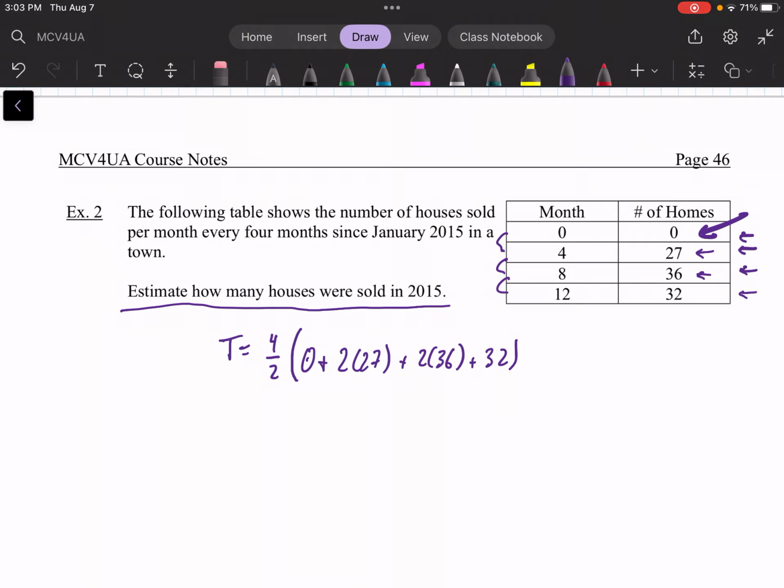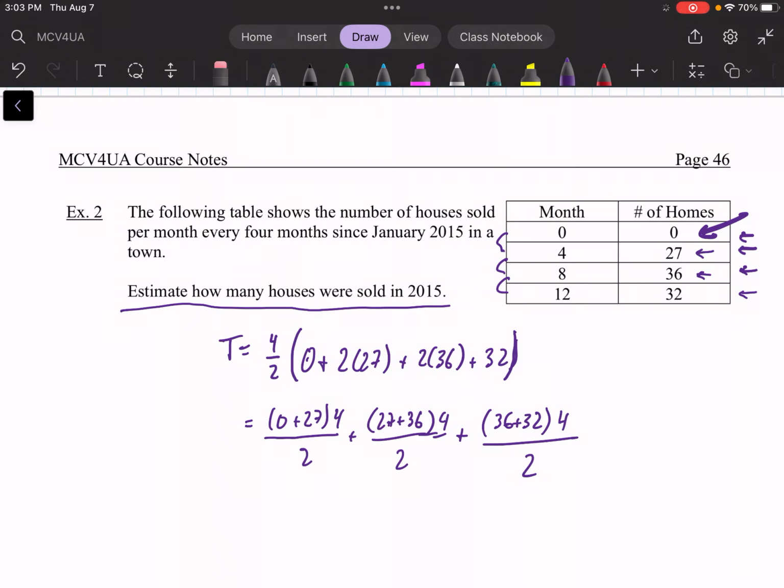Now if you want, you can separate this again into multiple pieces. So if you wanted to, you could write this as 0 plus 27 times 4 over 2 plus 27 plus 36 over 2 times 4 plus 36 plus 32 over 2 times 4, as another option.